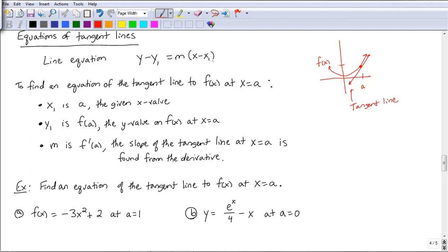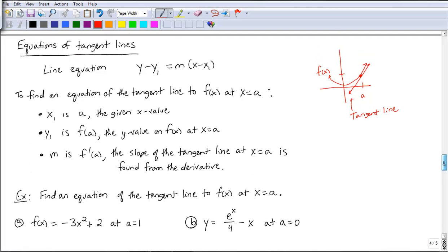But x1 in the formula here, you can see up above in the equation of the line, there's x1. That's a. It's the given x value. y1 is the y value at a. So to find y1, I take a and I plug it into the function. It's the y value at a. And m is the derivative at a, because the slope of the tangent line is found from the derivative.